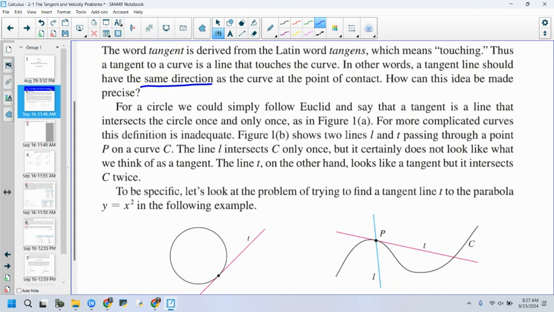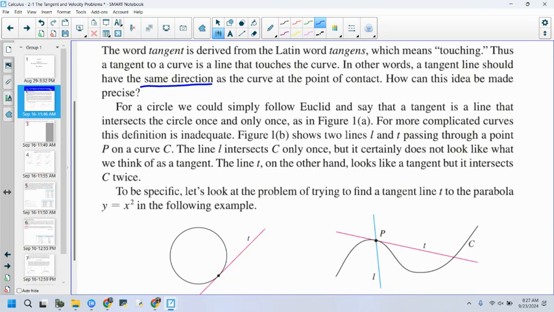For a circle, we would simply follow Euclid and say a tangent is a line that intersects a circle once and only once. That's our geometry definition. It's going to just basically touch the circle. It's not going to go into the circle; that we would call a secant. It's only going to touch it once. It's going to lie tangent to the circle. But would that definition hold for something like this?